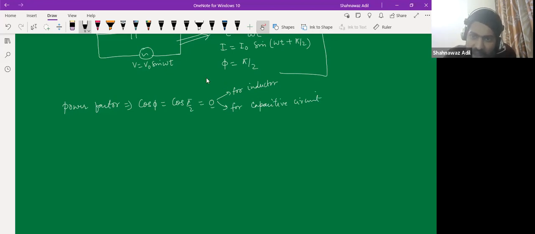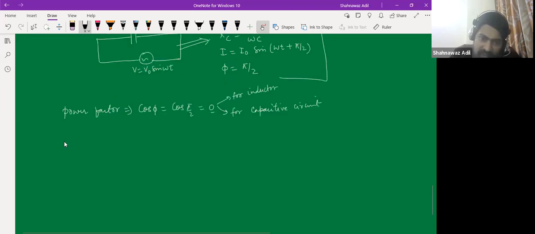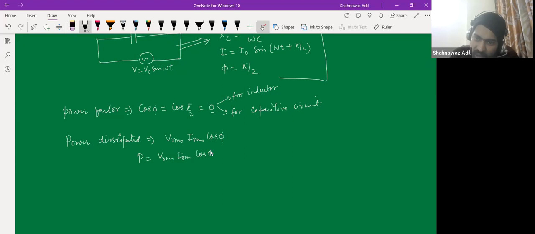And we also have this power dissipated. Power dissipated is how much? I'm directly writing these things because you have already learned them. The power is V RMS, I RMS, and cos phi. Okay, and then we will get to this diagram.